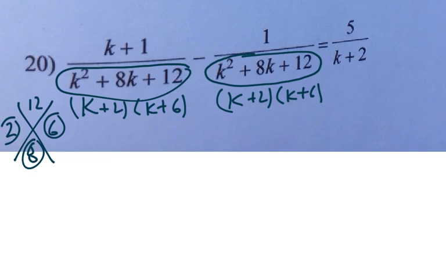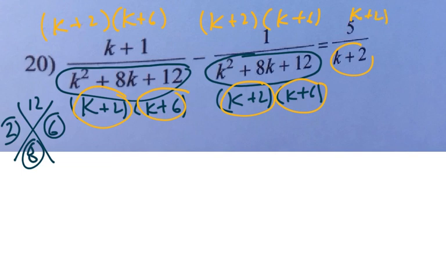Now, common denominators. All of them have k plus 2. We're going to do k plus 2. This one and this one has k plus 6. We're also going to do k plus 6. So we got to do the same thing with all of them. k plus 2, k plus 6. k plus 2, k plus 6.